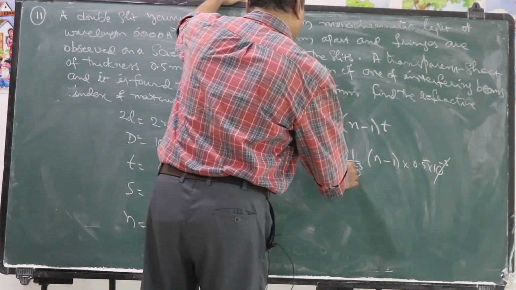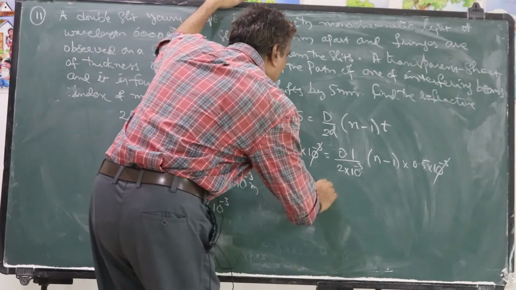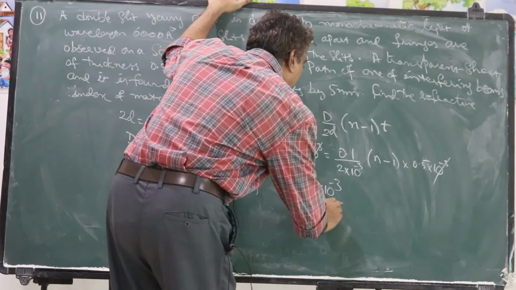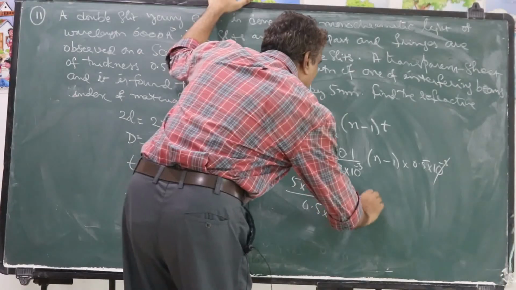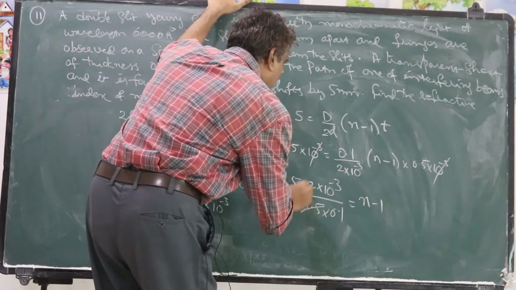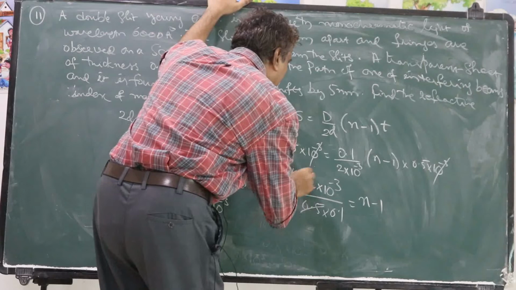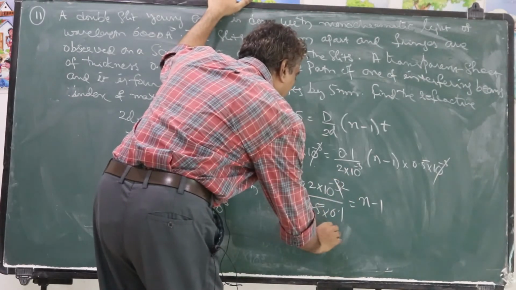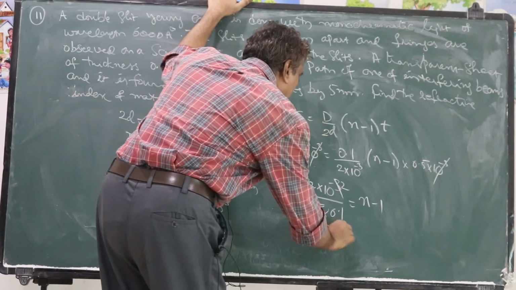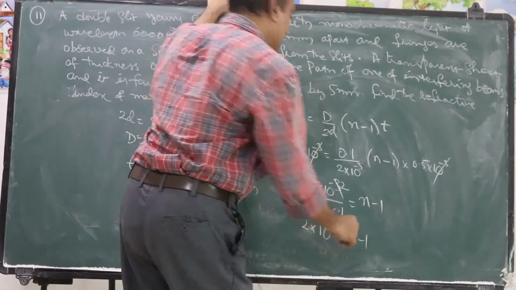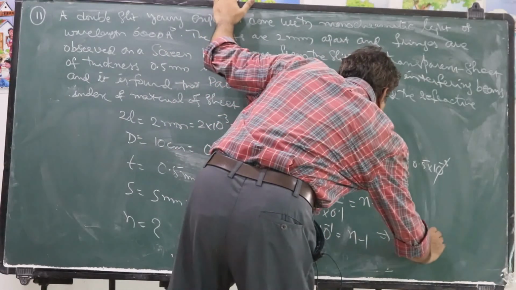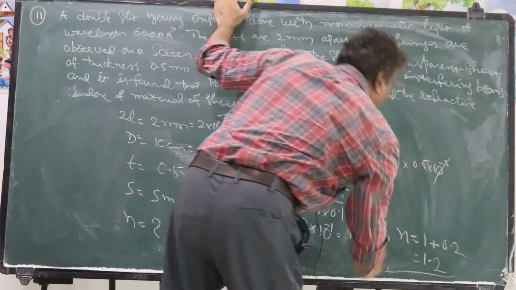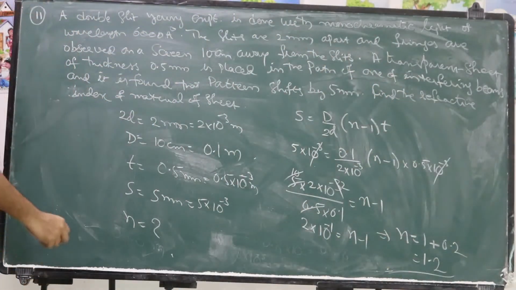Now this is 5 into 2 into 10 power minus 3 divided by 0.5 into 0.1 is equal to n minus 1. This will get cancelled 10 times, and this is 10 power minus 2. That is 2 into 10 power minus 1, that equal to n minus 1, implies n equal to 1 plus 0.2, that is 1.2. So the refractive index of material of the sheet is 1.2.